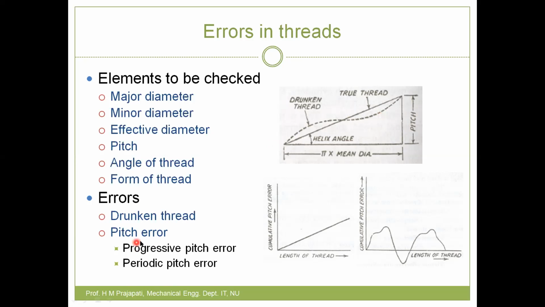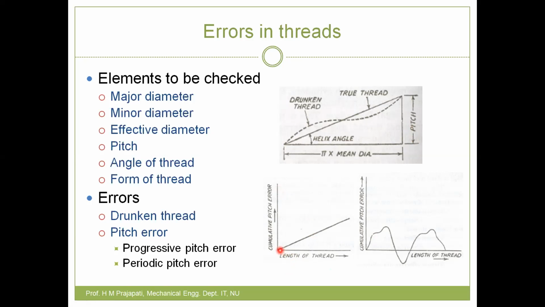Now the next error is pitch error. In drunken thread error, we do not have any pitch error; pitch remains the same. But what is pitch error? To understand it, you can see here: the x-axis indicates length of thread and the y-axis indicates cumulative pitch error, meaning variation in the pitch. We have already discussed what pitch is: the distance traveled by the screw per revolution of the thread.